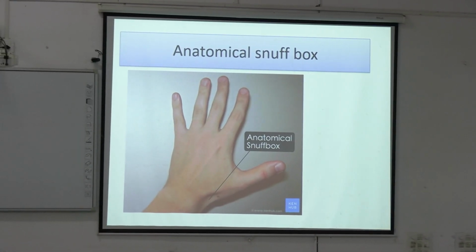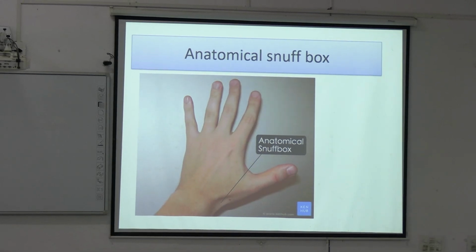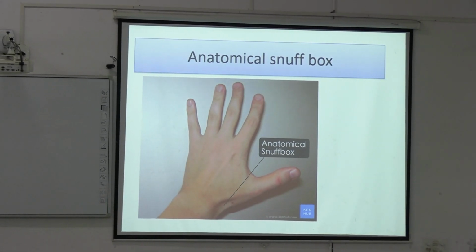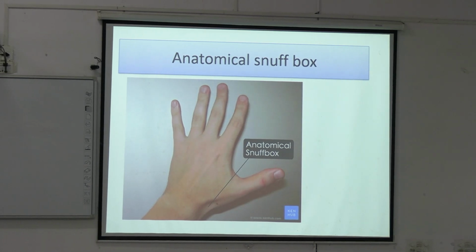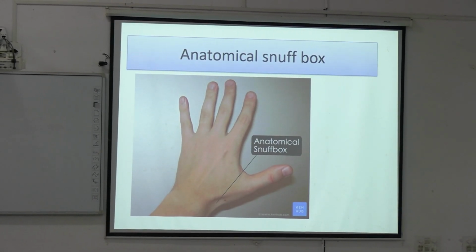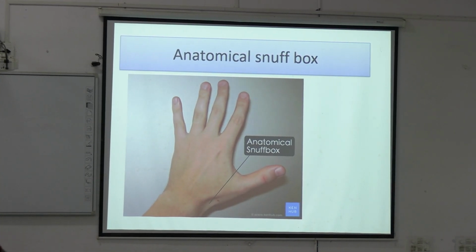Previously, in older times, the British would put snuff here and take a sniff like that. So as they keep the snuff here, we call it the anatomical snuff box. Very important area. Why important?